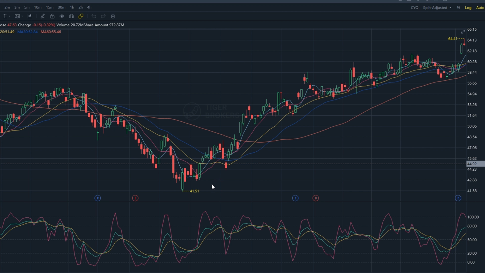So let's continue to focus on short-term trading strategies. Today, I will introduce a practical reversal pattern, the inverse head and shoulders pattern. So what is an inverse head and shoulders pattern? Let's look at this area on the chart.